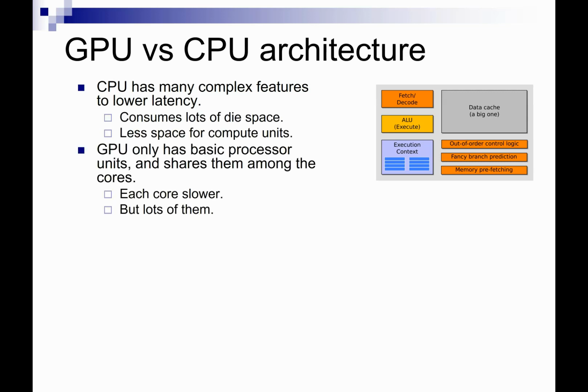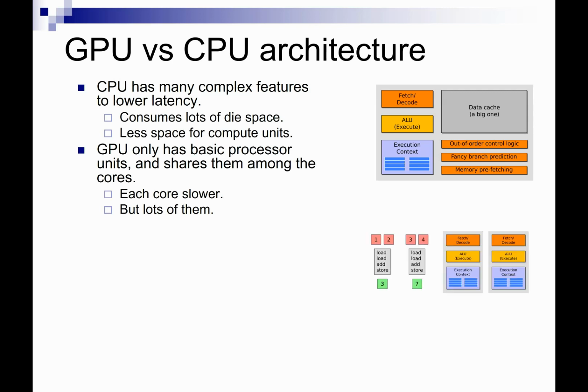Now the GPU doesn't try to make each task run fast. So therefore the GPU doesn't really need all of these complicated features that the CPU has. It doesn't really do out of order computation or branch prediction or all of this other stuff, and it doesn't have a big data cache. All the GPU wants to do is compute. So basically each GPU core is much simpler than a CPU core.